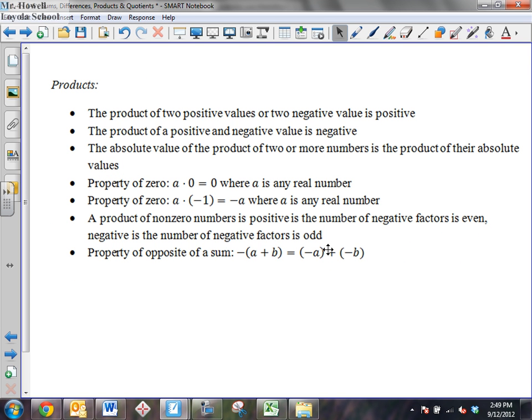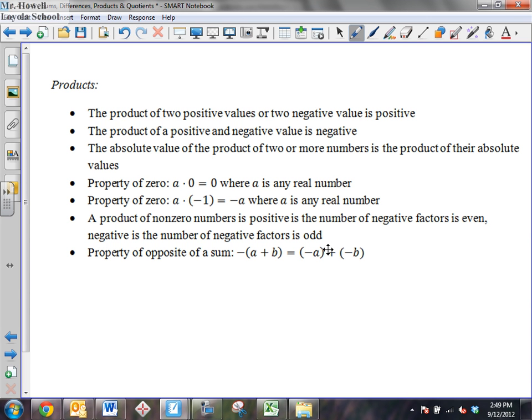All right, products. There's a good amount of rules here. The product of two positives or two negatives is still positive. 7 times 7 is 49. Negative 7 times negative 7 is still 49. Second, the product of a positive and a negative is negative. Third, the absolute value of the product of two or more numbers is the product of their absolute values. Let's discuss this one. Makes sense? But let me give you an example.